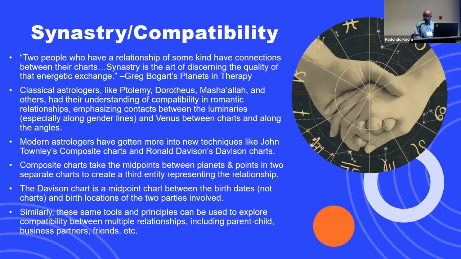The Davison chart sounds similar, but it is not. It is a midpoint chart between the two birth dates, literally, and the actual birth locations. So this could be a real chart, so if you and your partner are 4 years apart and almost just 2 days apart from each other, then the midpoint is going to be the 2-year mark from the oldest one, and then 2 days from the middle point between your two birthdays, and then also your locations. Similarly, these tools and principles can be used to explore compatibility between multiple sets of relationships. And what I'm emphasizing there, it can be business partners, friends, your children, your parents. So I don't want to have you think it's just for relationships.